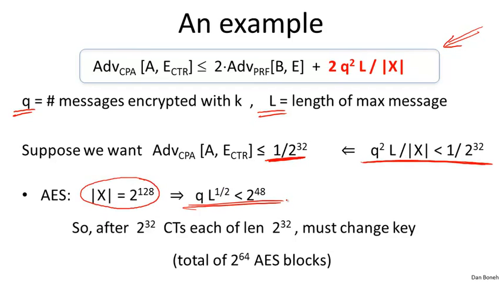This is basically the bound you get from plugging in 2 to the 128 into this bound here. As a result, you can see if you're encrypting messages that are each 2 to the 32 blocks, then after 2 to the 32 such messages, you have to replace your secret key, otherwise randomized counter mode is no longer CPA secure. So this means we could encrypt a total of 2 to the 64 AES blocks using a single secret key. Remember, for CBC, the corresponding value was 2 to the 48 blocks. So in fact, because counter mode has a better security parameterization, we can use the same key to encrypt more blocks with counter mode than we could with CBC.